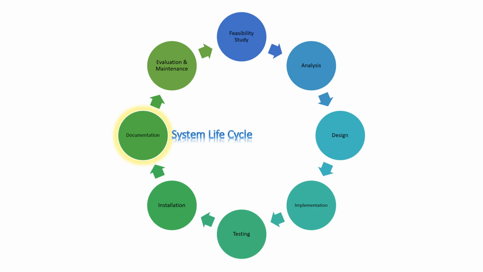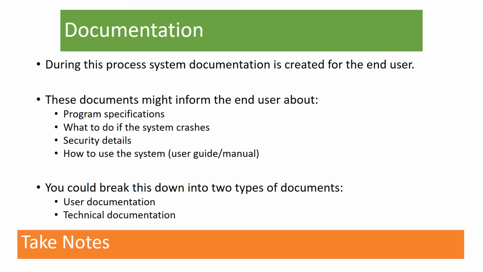The next stage is the documentation stage. Now, sometimes this stage will happen concurrently with our implementation. This is any documentation which is used for the end user. That could be program specifications, security details, how to use it, and user guides can take many forms nowadays, including video and booklets, text and demonstration. You can break this down into either user documentation for somebody who's using it, or technical documentation, potentially for technicians who might be installing, fixing or maintaining the system.